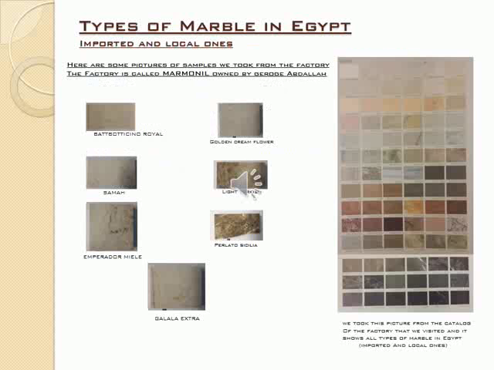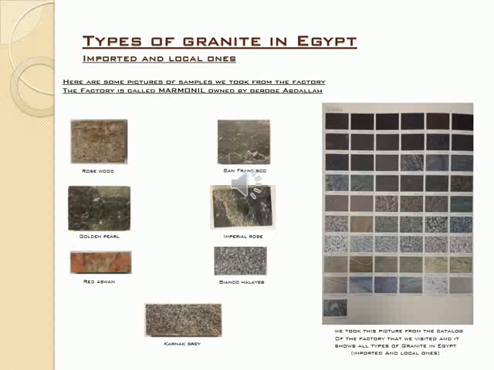Here we are showing you the range of products available in the genre of marble, both imported and local ones. We have taken that list from a catalog from George Abdullah's factory, and we wanted to give you samples which were actually obtained from the factory as well. And here is the range of granite products, which we also obtained from the same factory, and it shows a list of imported and local granites that are available right now in Egypt.